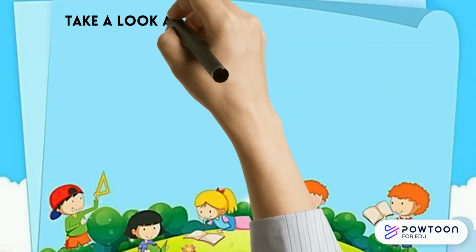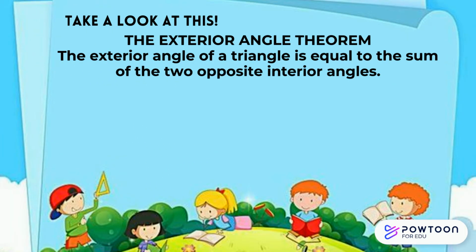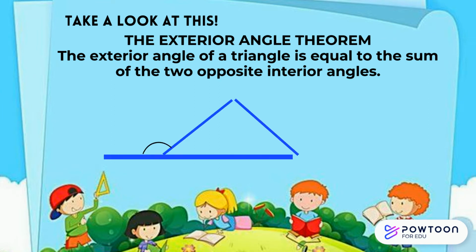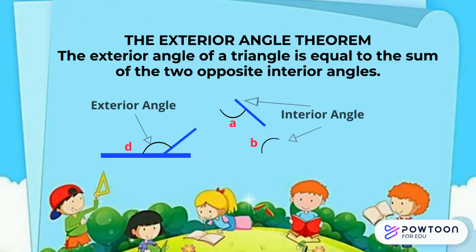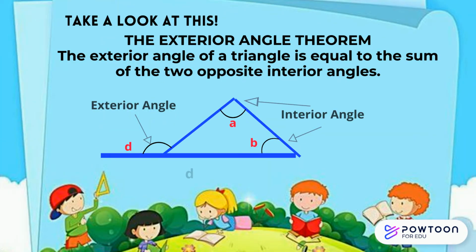Let's take a look at this. Exterior Angle Theorem. The exterior angle of a triangle is equal to the sum of the two opposite interior angles. That is, if angle D is the exterior angle and angles A and B are the two opposite interior angles, in symbols, that is, D is equal to A plus B.